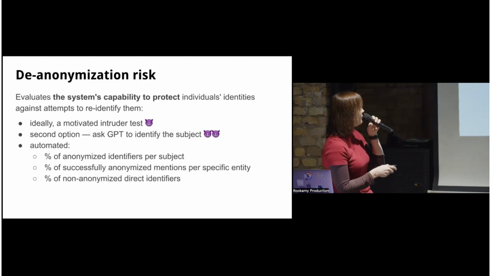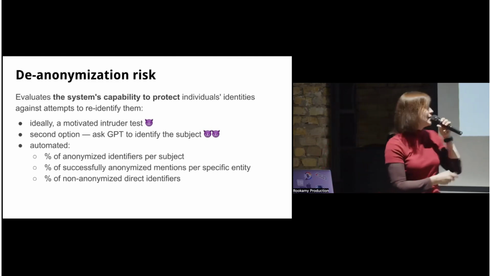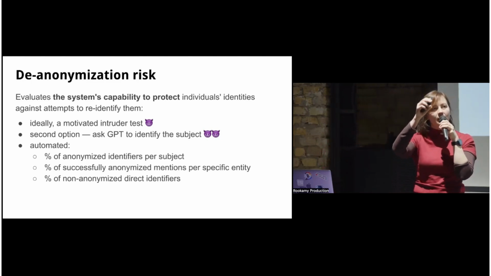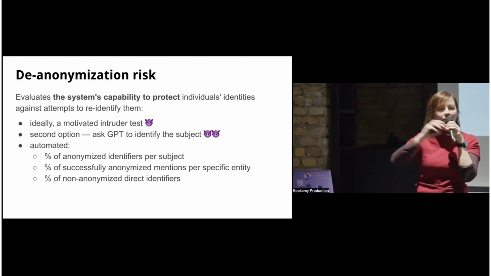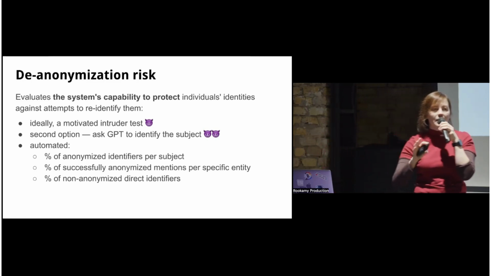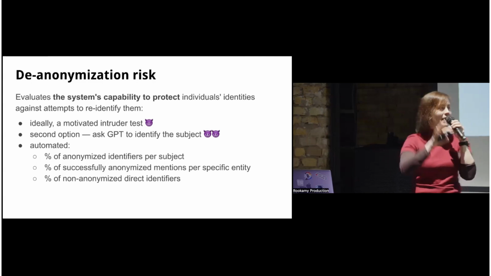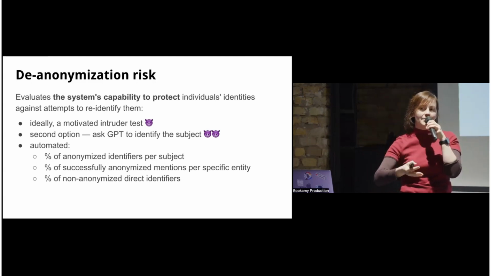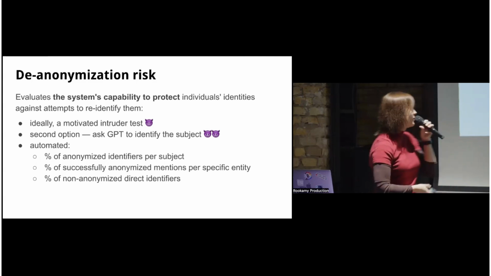For example, every subject in your text, like every person, has a list of identifiers. So for example, it can be a full name of this person, but then the location they live in, their age, their occupation, and so on. So you can collect this information and see how many identifiers per subject you anonymized successfully or not, and then average it out.